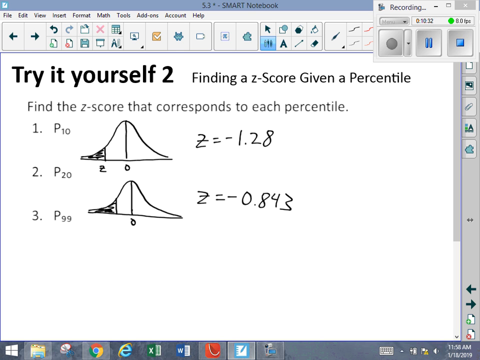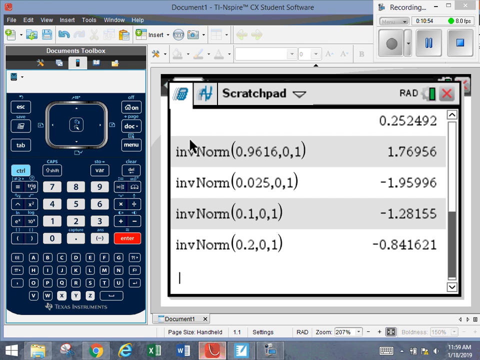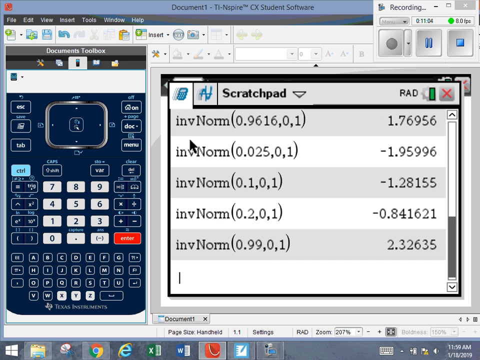And now for 99, the picture looks a lot different. Because I'll be way out here, right? And I'll be looking for the score for shading all of this area. So what is z? We'll go to our calculator again. And now instead of 0.2, I want 0.99. I get a z-score of 2.32.